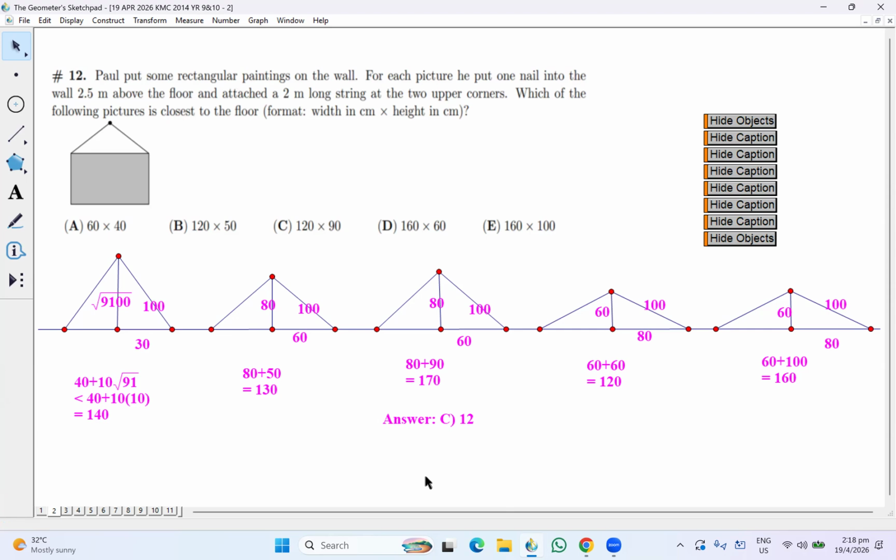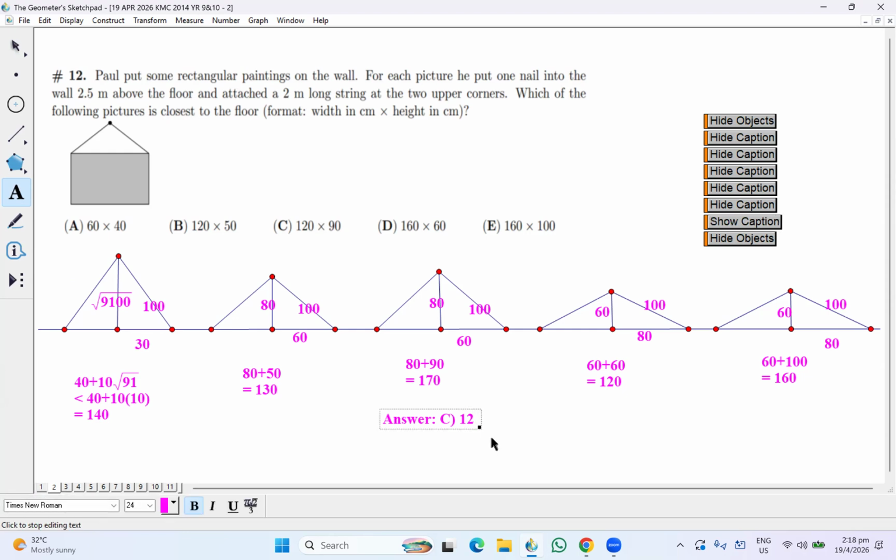Answer is C, not 12. Okay, next question.